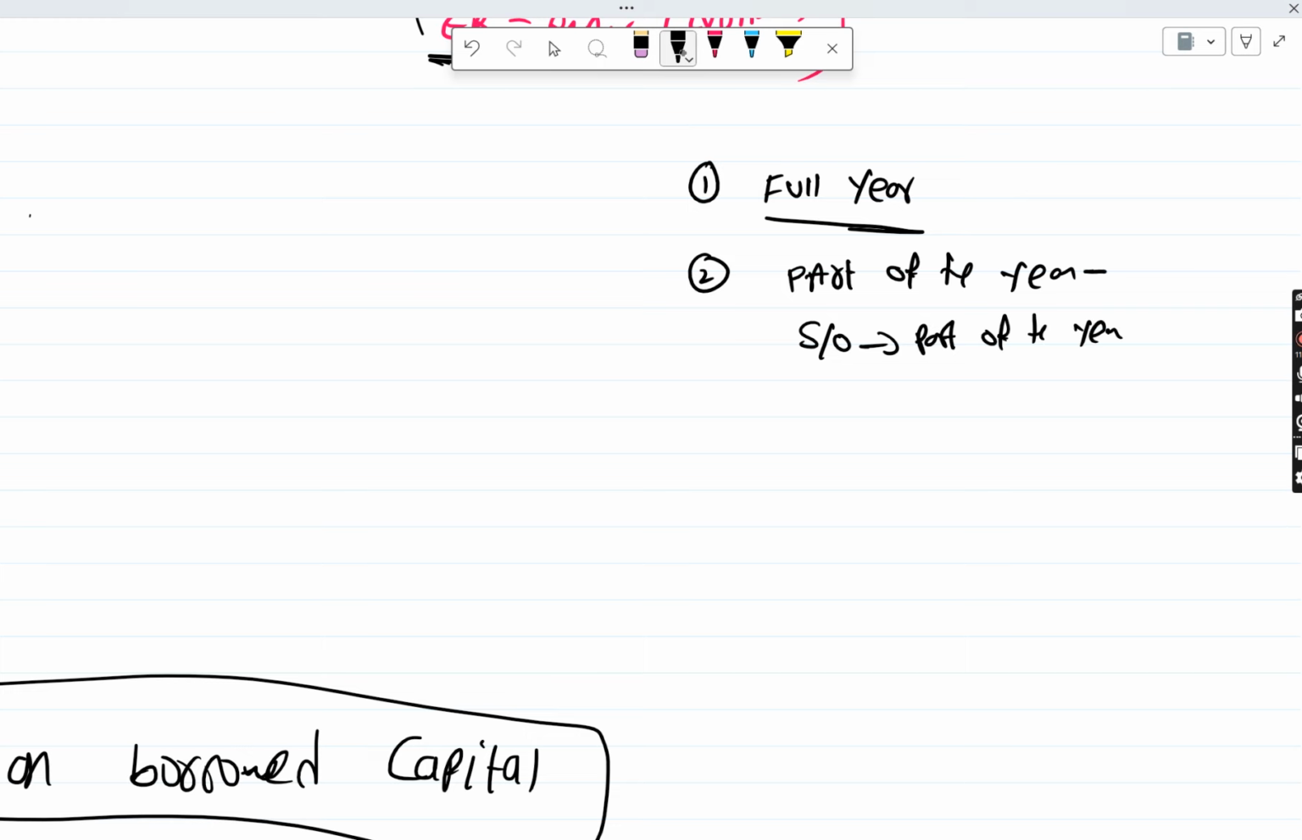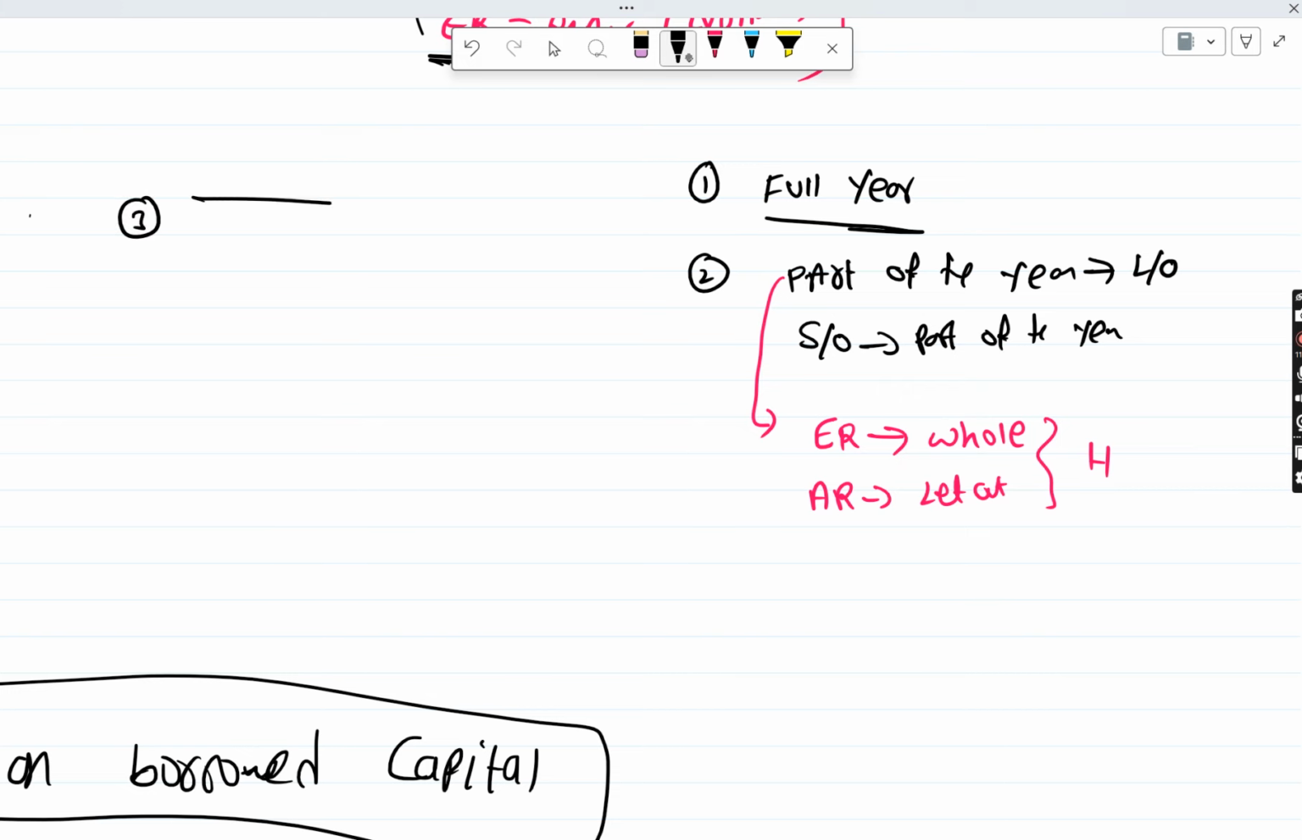Then in this scenario, what do we do? Let out for part of the year and then self occupied for part of the year. In this scenario, we will take expected rent for the whole year and then actual rent for the let out period, and then we will take whichever is higher. Very good. This is the second scenario.